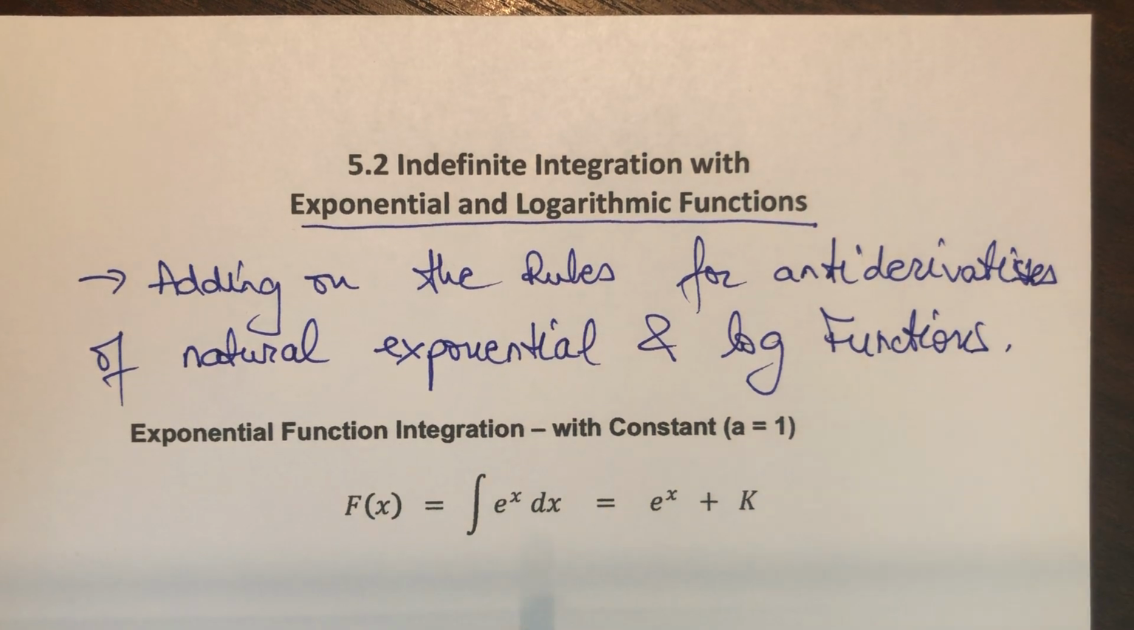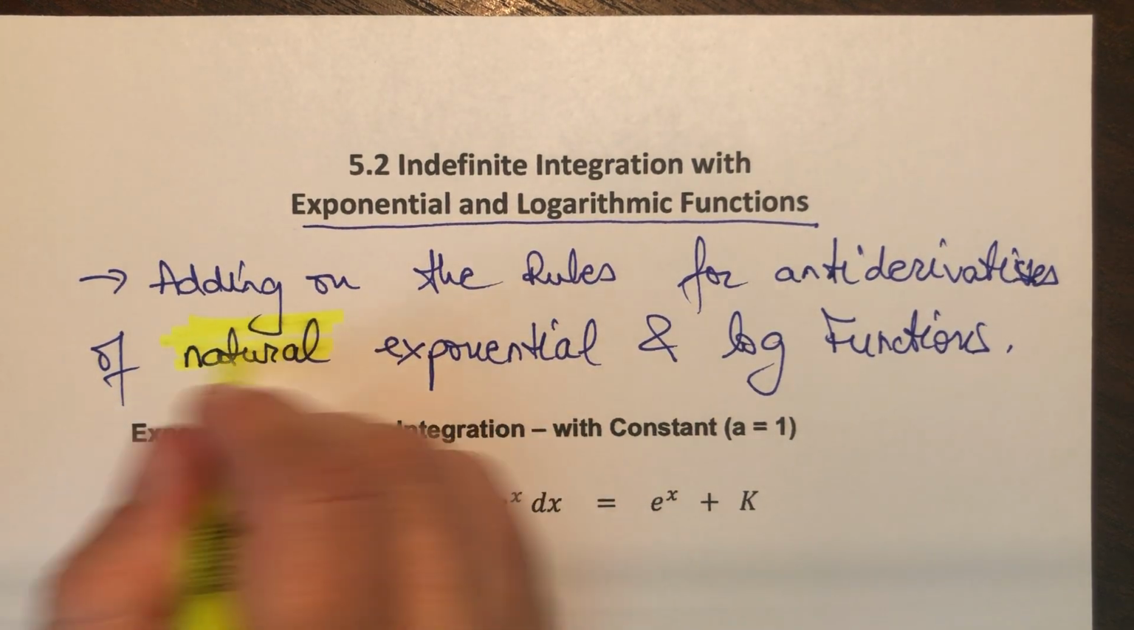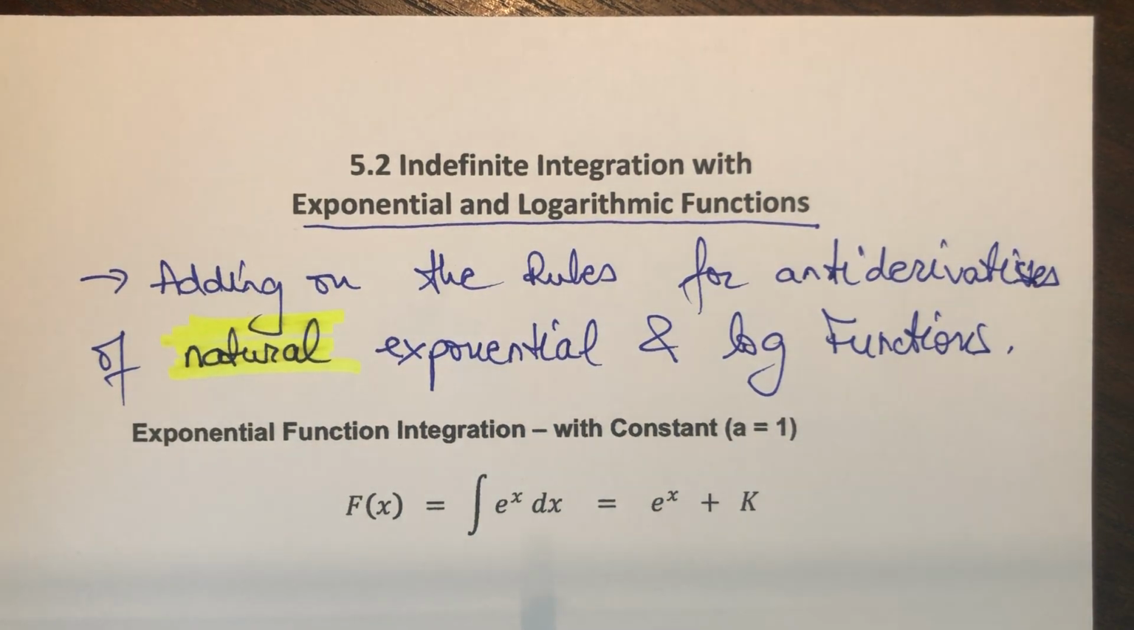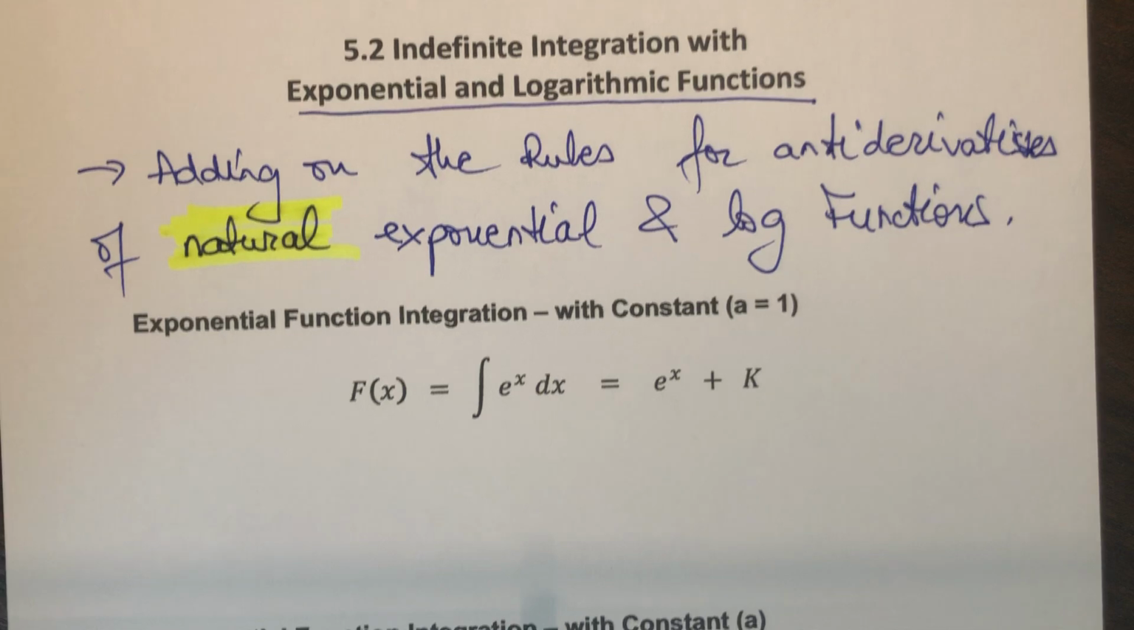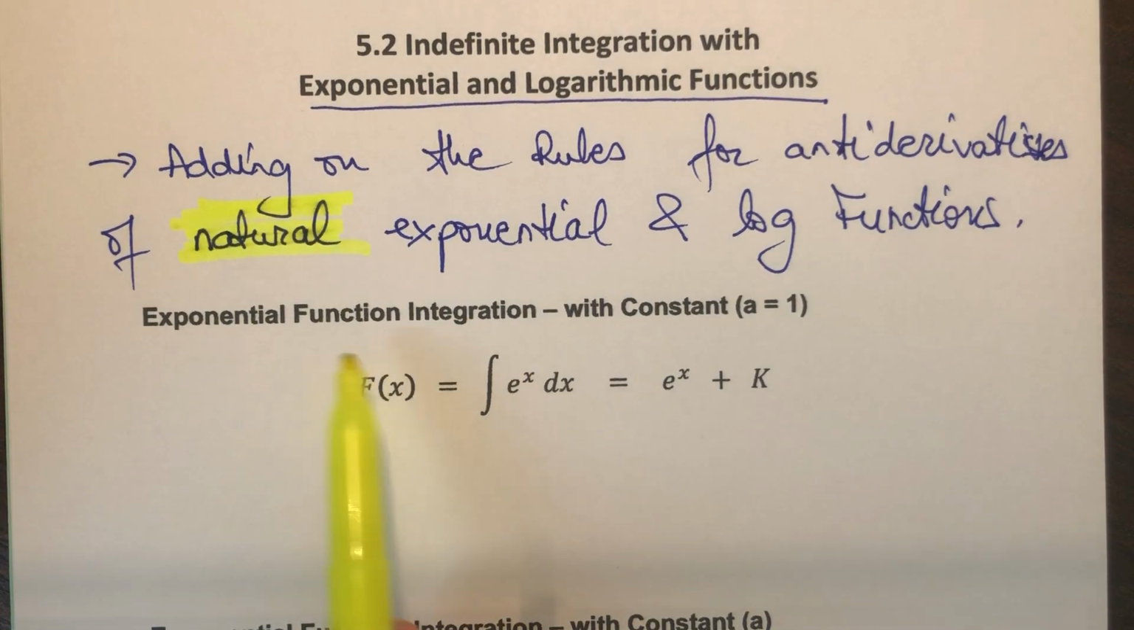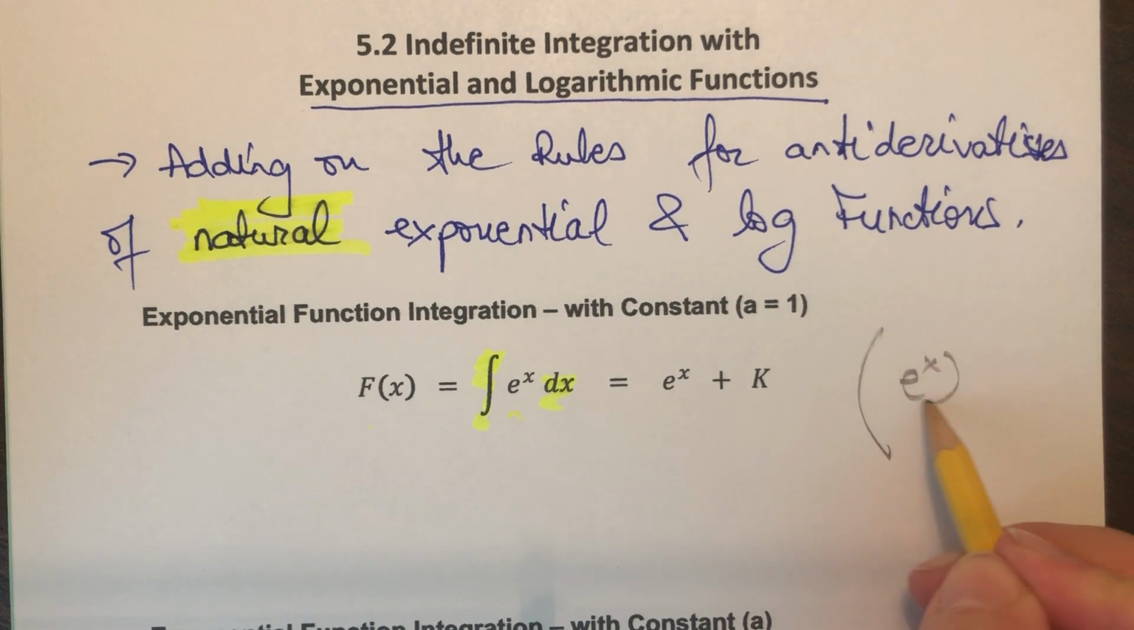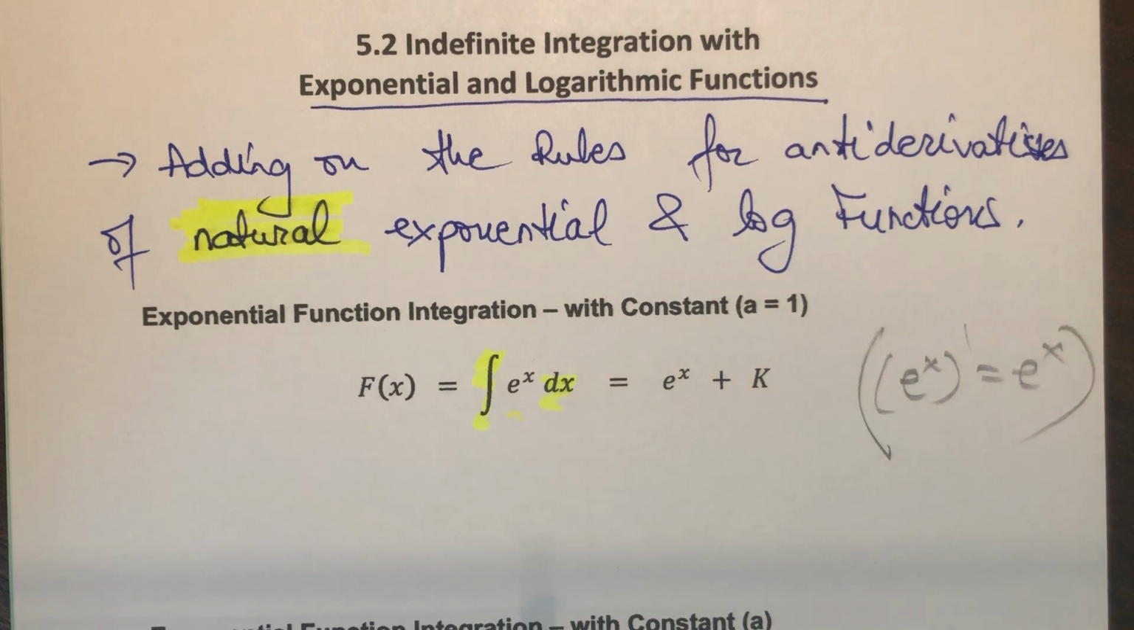So same as with the derivatives, we only looked at the derivative of e to the x and ln of x, so the natural exponential and logarithmic functions. All right, so here are the rules. Okay, so natural exponential function, if you want to find the antiderivative of e to the x, that's just e to the x. Why? Because simply, if you took the derivative of e to the x, what did you get? E to the x. So it stayed the same. It's the same when you go backwards, right?